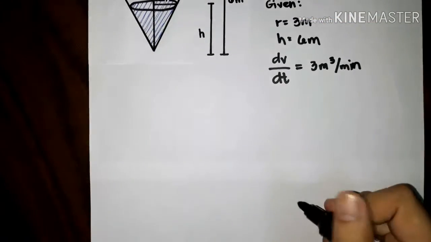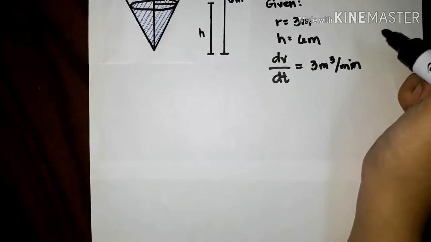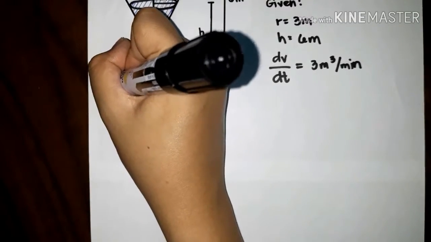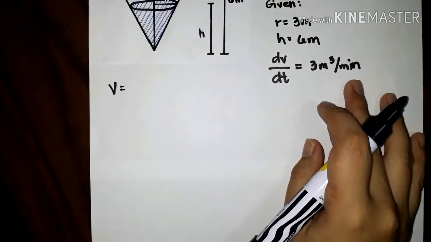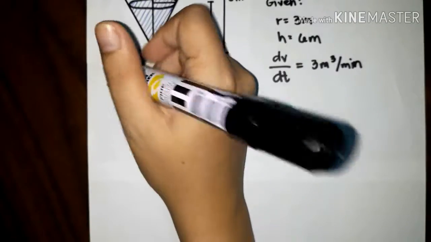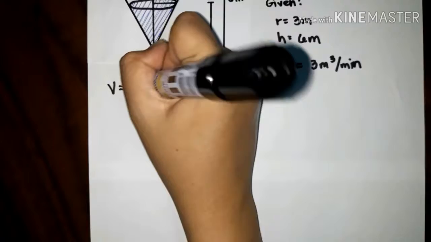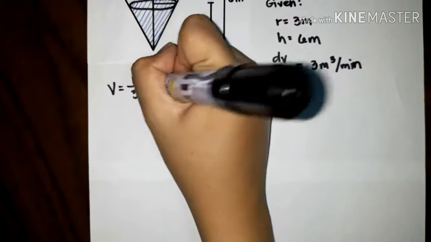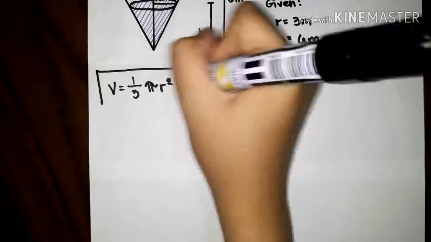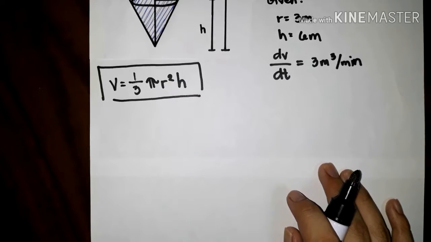Next, what we need is our volume formula. What is the formula for the volume of an inverted cone? We need to know that in order to solve this kind of problem. Our formula for the cone goes like this: V equals 1/3 pi r squared times h. So this is the formula for the volume of a cone.